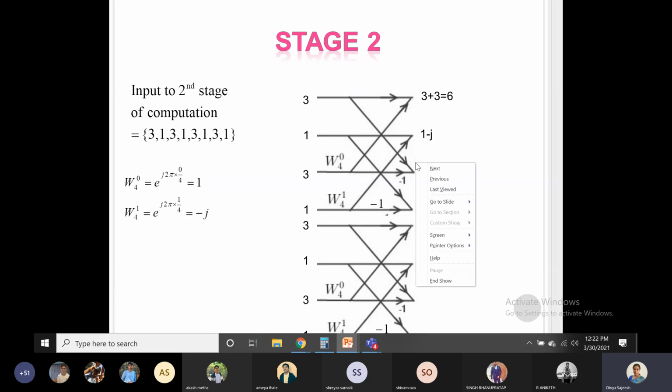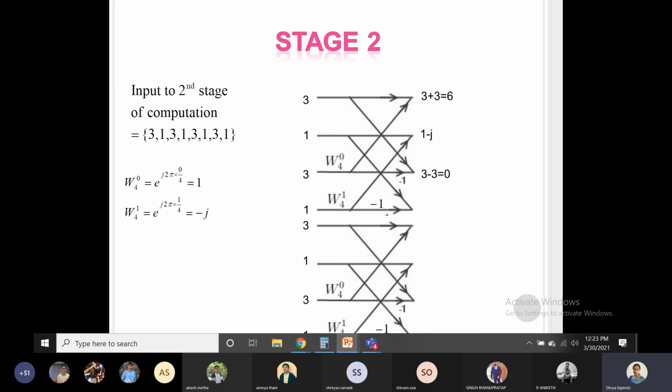Now what is the next output coming here? 3 will be coming from this path as it is. So the first element coming here is 3. Now what is the next element? 3 into W4 raised to 0, which is 3 itself. Now there is a minus 1 here, so 3 will be multiplied with minus 1. So it will be 3 minus 3, which is 0. So you will be getting 0 at the third output.